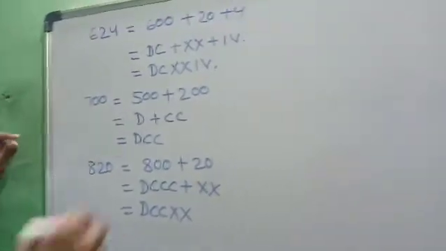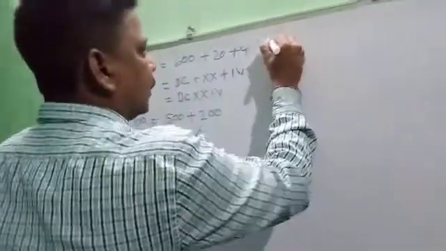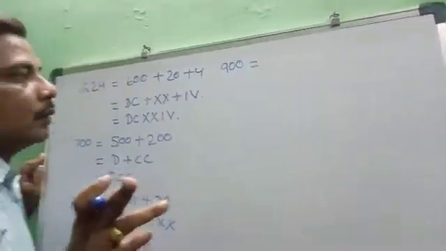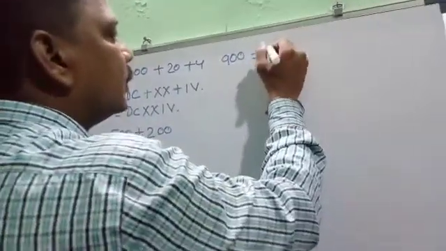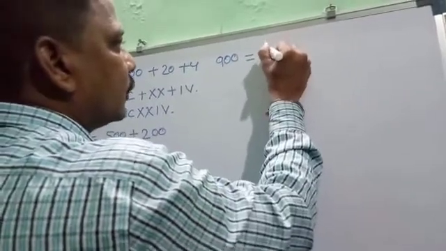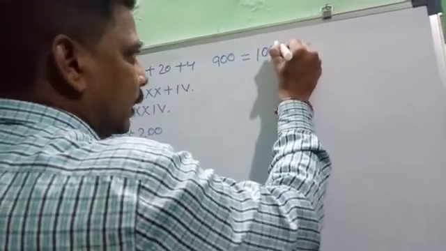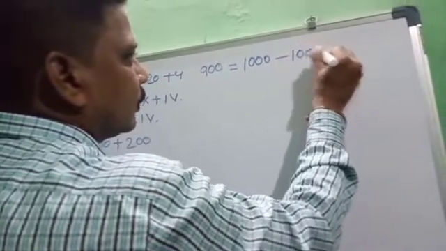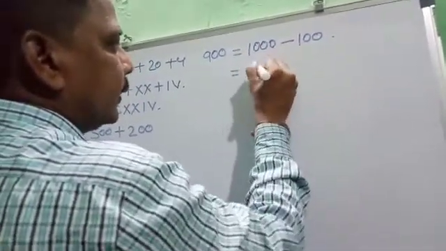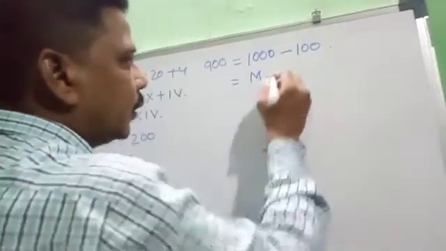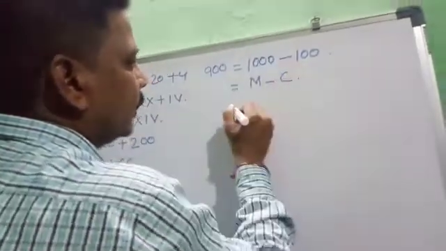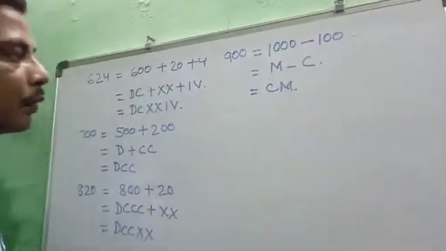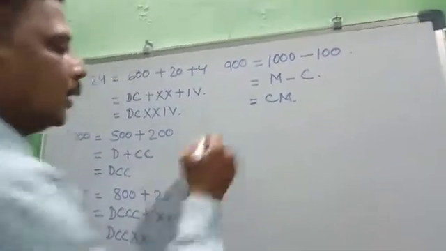Okay, suppose we have to write 900. For 900, recall that rule, we can subtract 100 from 1000. The letter for 1000 is M and for 100 is C. So CM. The Roman numeral for 900 is CM.